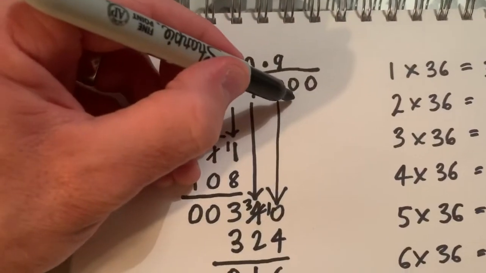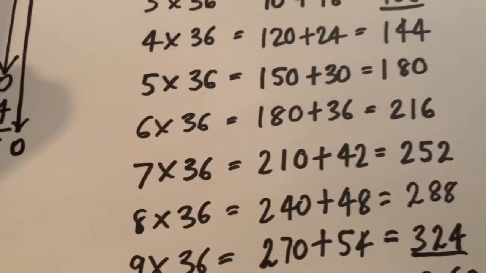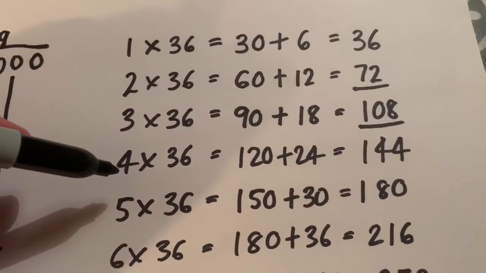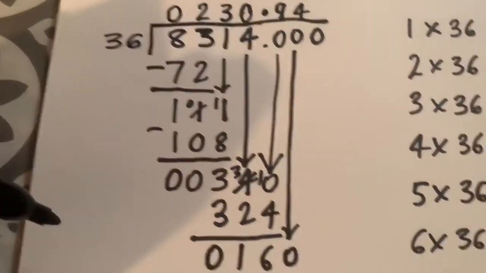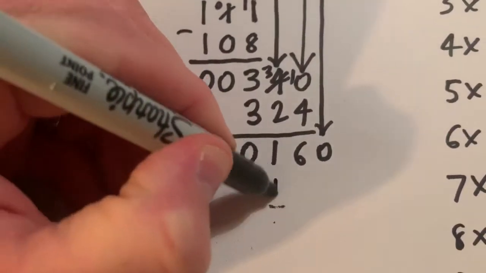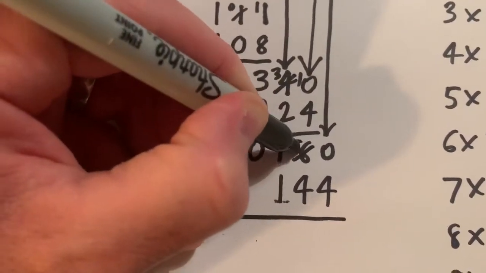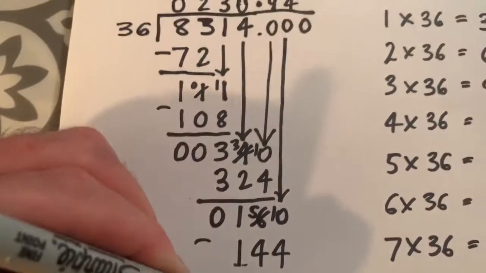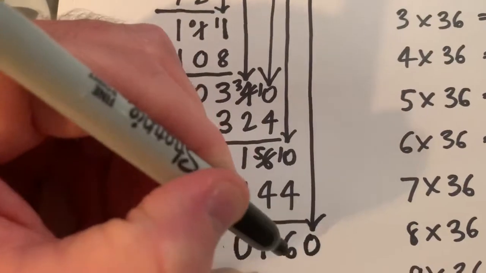16. We've got another 0 here that we can bring down. 160. Back to the fact box. 160, well, we can get 36 into 160 4 times, giving us 144. Bring down that third 0.